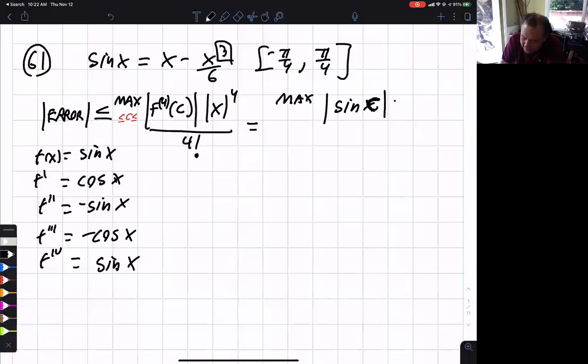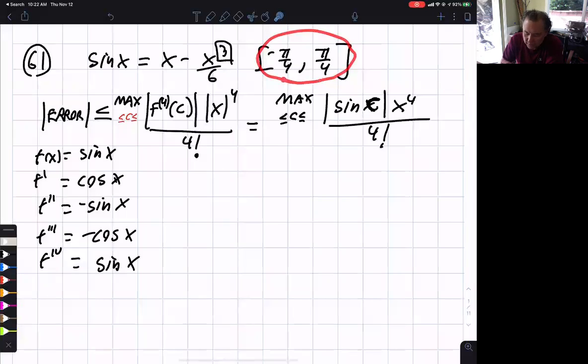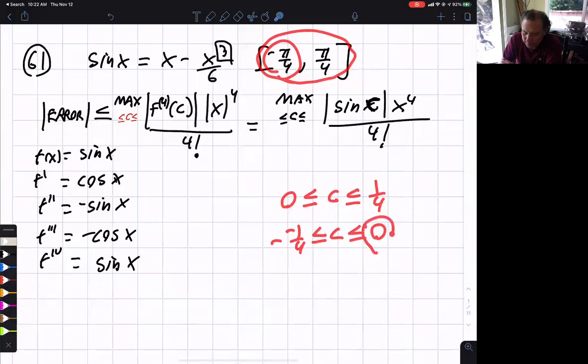Now, what does my c have to be between? Here's the problem. We have a bunch of x's. Our center is 0, right? So if we choose the biggest one, c would have to be between 0 and 1/4. But if our x was negative 1/4, we'd go from negative 1/4 all the way up to 0, because your c is between the center and the point being approximated. But since we don't know if it's negative 1/4 or positive 1/4, it could be any of those.